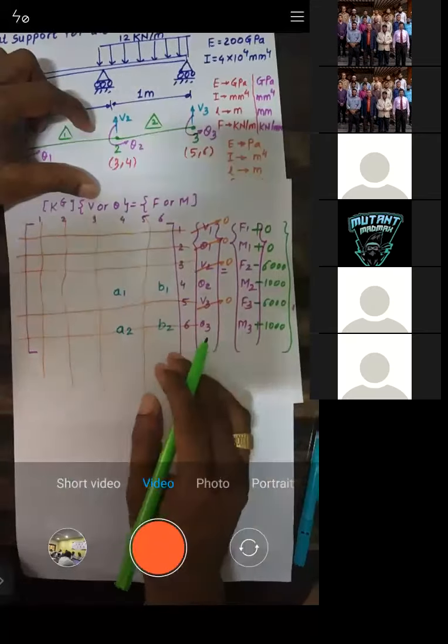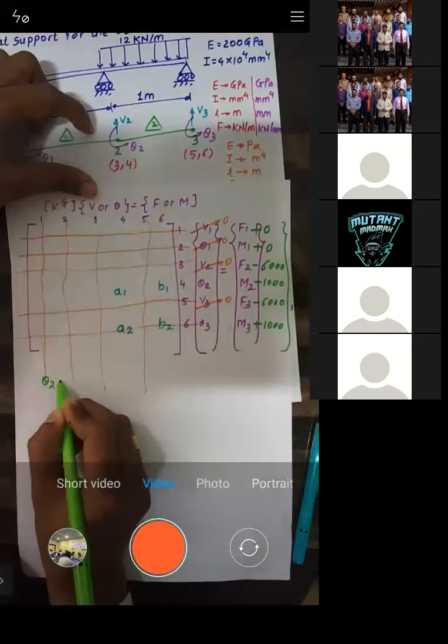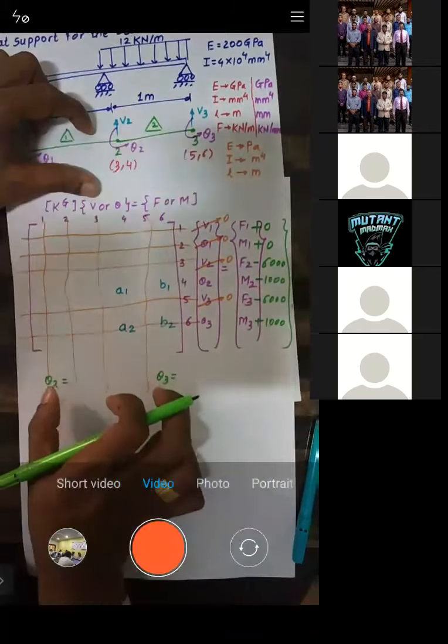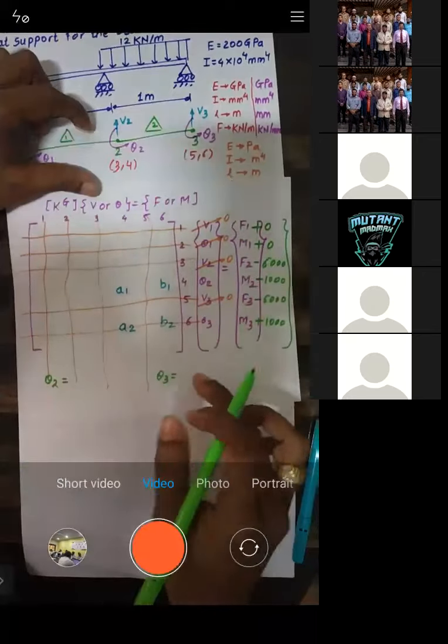So when we solve it, we will get the values of theta 2 and theta 3. Once we have them, we'll calculate the reactions and the rest.